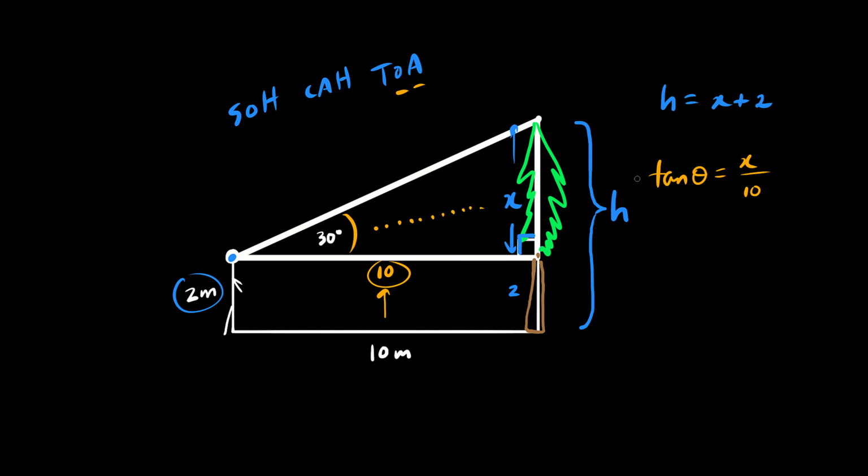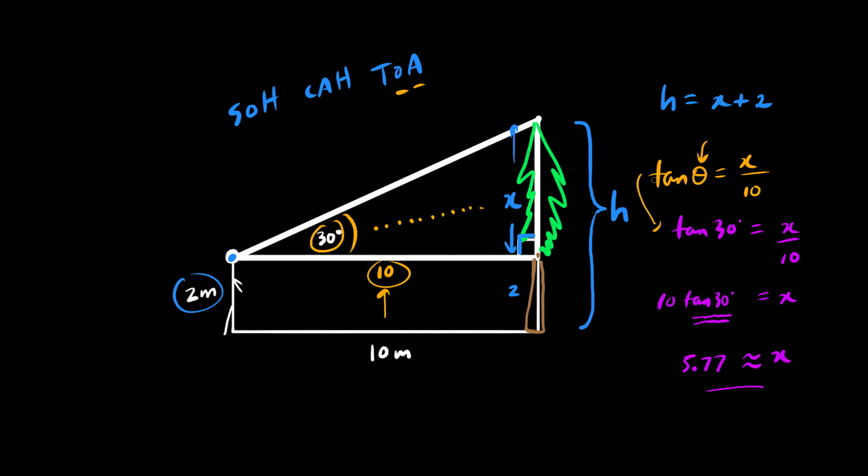Now, to save some time, you can skip this step and actually plug in the theta, because we know that theta is 30 degrees. So tan 30 is equal to x over 10. You can multiply both sides by 10, and so we have an answer. It's 10 tan 30. And later in this course, you'll learn how to evaluate tan 30 exactly without a calculator. But for now, go ahead and use your calculator. And we have x is approximately 5.77 meters.